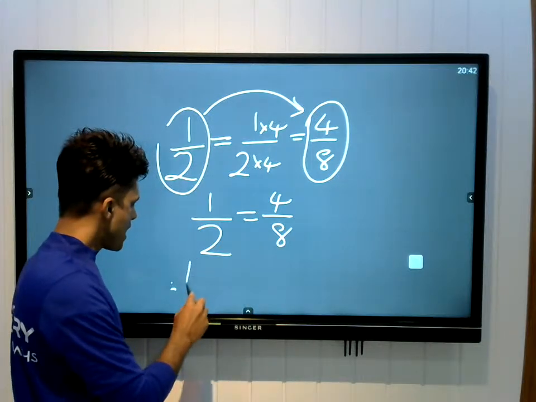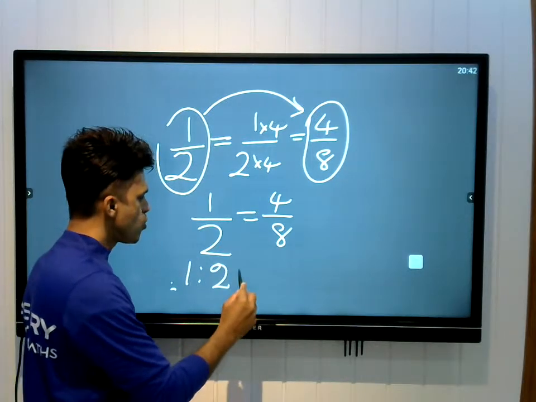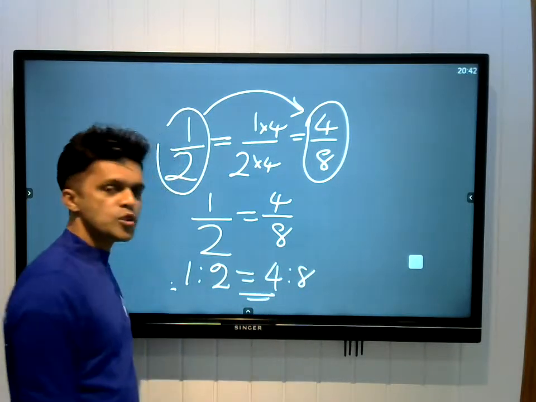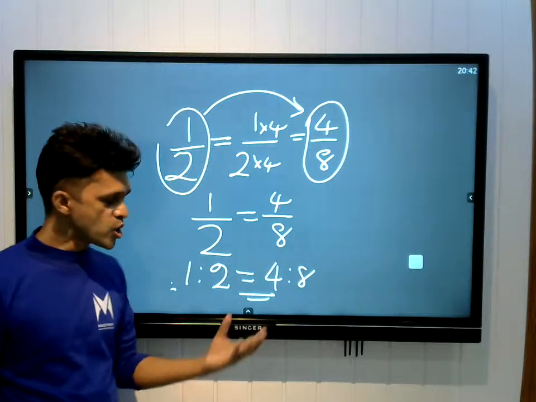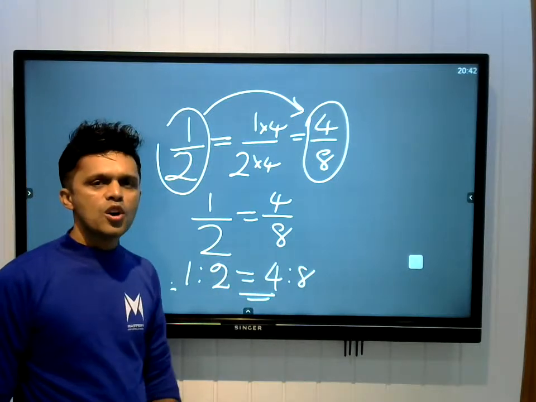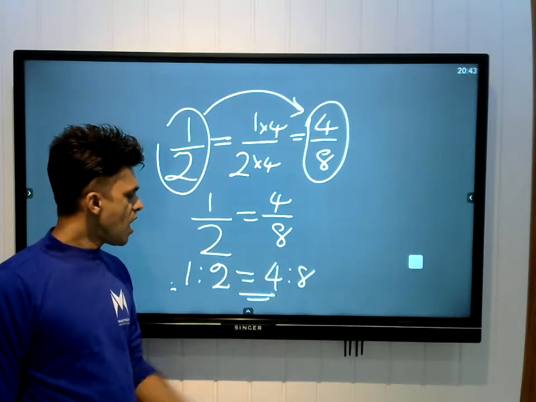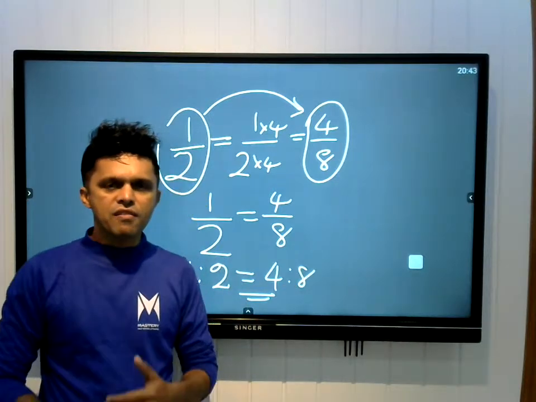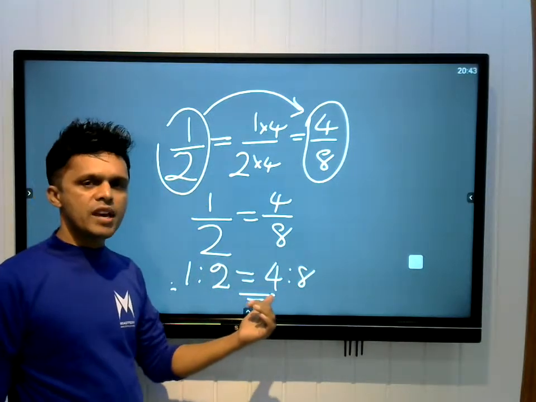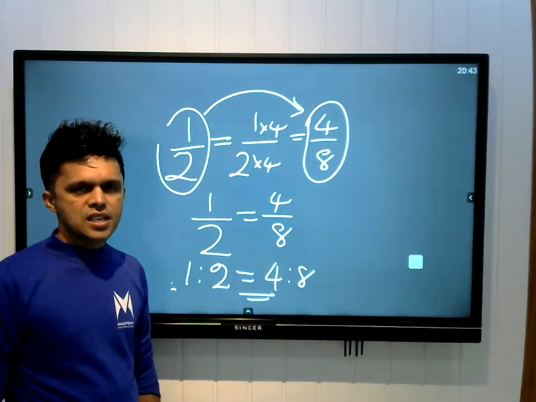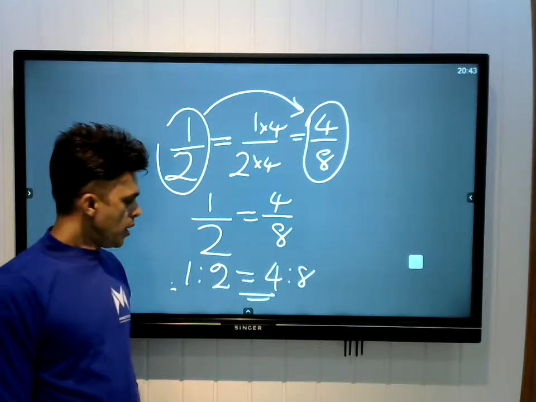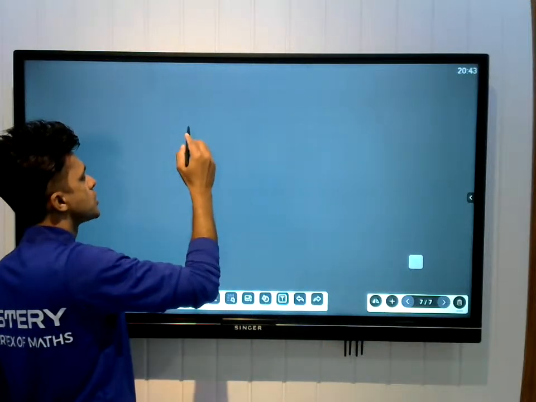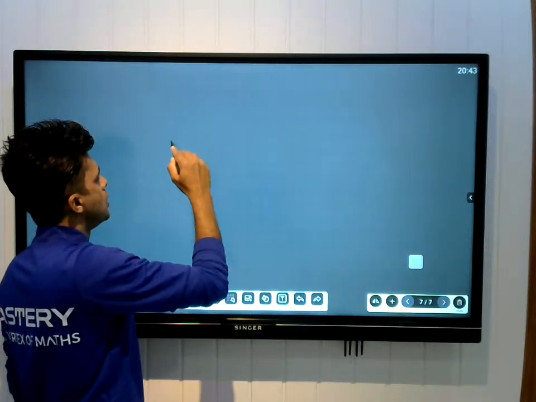So this can be written as 1 to 2 equals 4 to 8. So these are equivalent ratios.